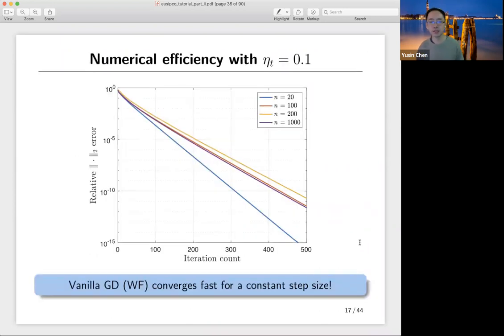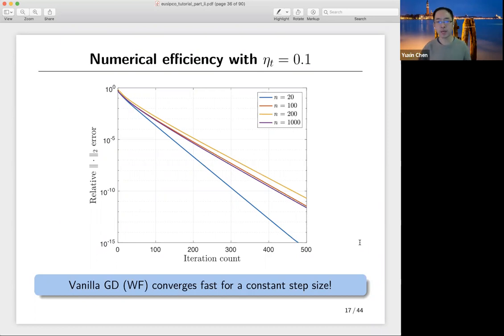Now, to illustrate this, let's first collect some numerical evidence. I'm going to run some numerical experiments. I'm going to vary the dimension of the problem n from 20 to 1,000, and plot the relative L2 error as a function of the iteration count. Here, the y-axis is plotted on a logarithmic scale. So if you see a straight line here, it basically means that we have linear convergence.